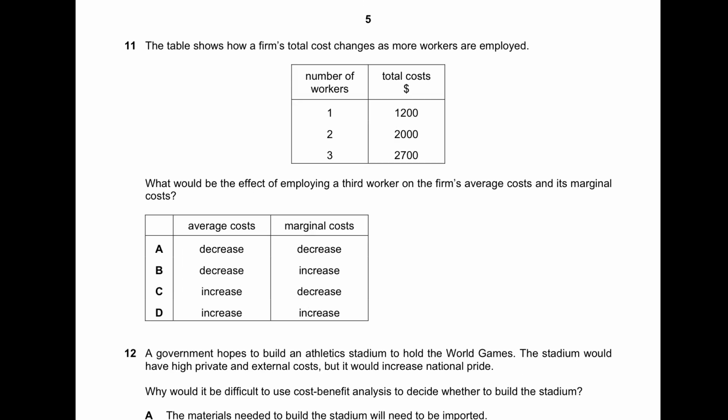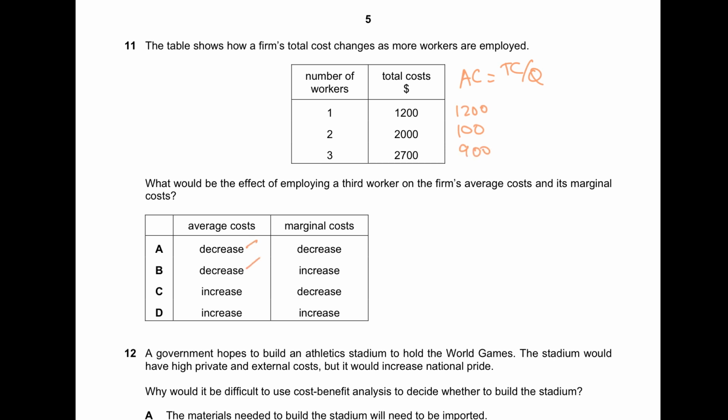Number 11 says the table shows how the firm's total cost changes as more workers are employed. What would be the effect of employing a third worker on the firm's average cost and its marginal cost? To find average cost, we simply look at average cost equals total cost over quantity. So that's going to be 1200 versus 1000 versus 900. So average cost is definitely decreasing.